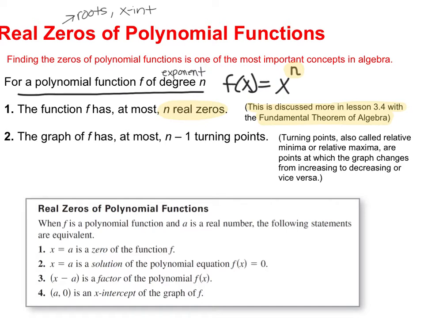And then your graph is going to have at most n minus 1 turning points. That means how many times does it change direction. If I have an x to the 3rd power, there would be 2 possible turning points. There doesn't have to be 2. Again, it says at most. And those turning points are the relative maximum or relative minimum that we talked about in chapter 2.